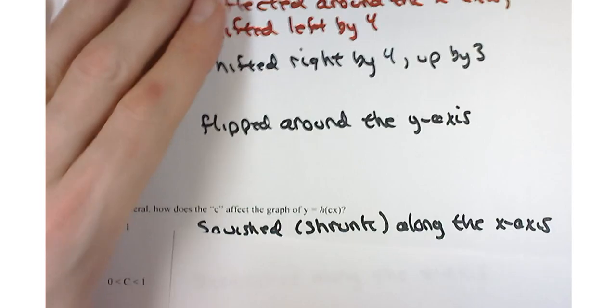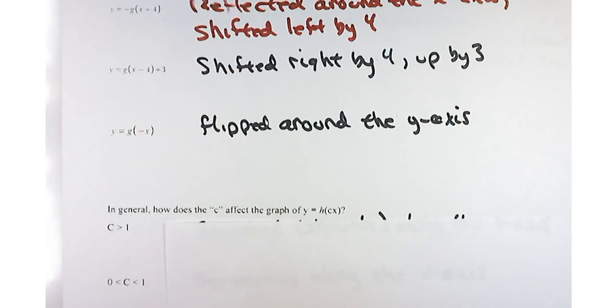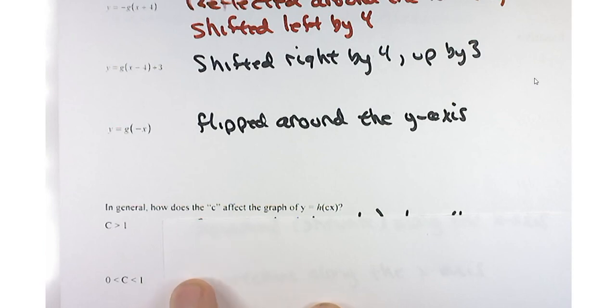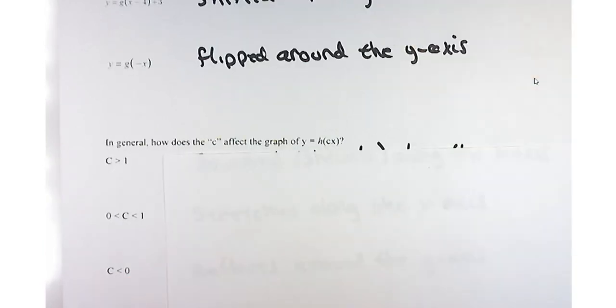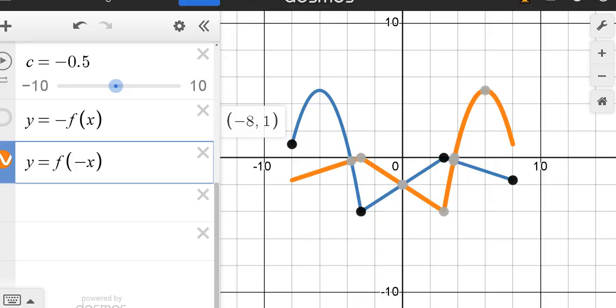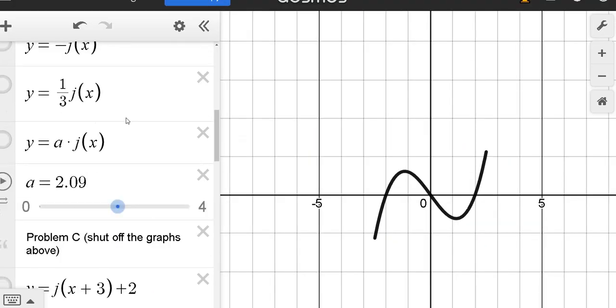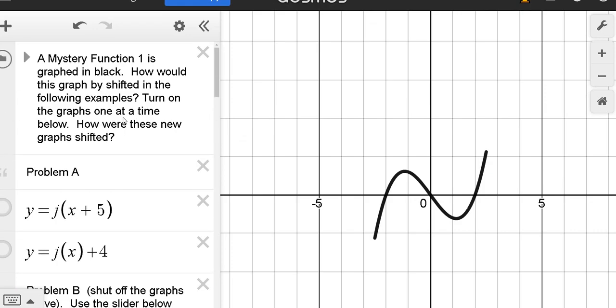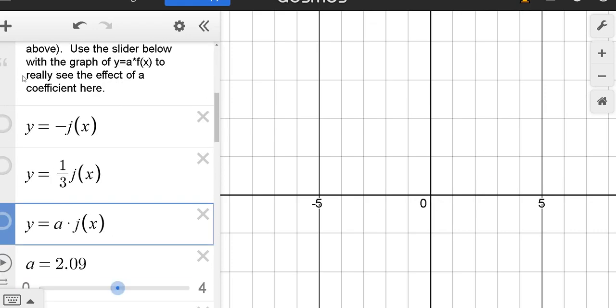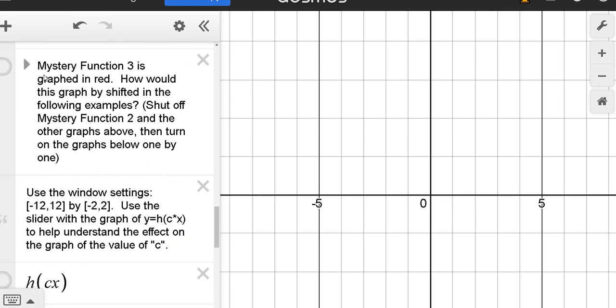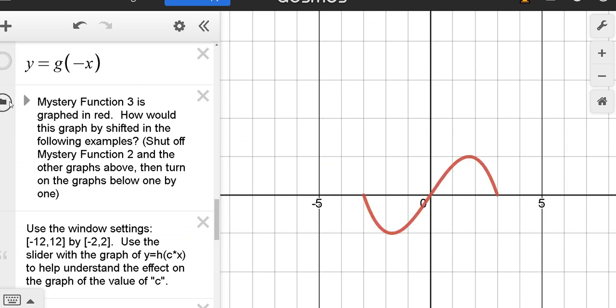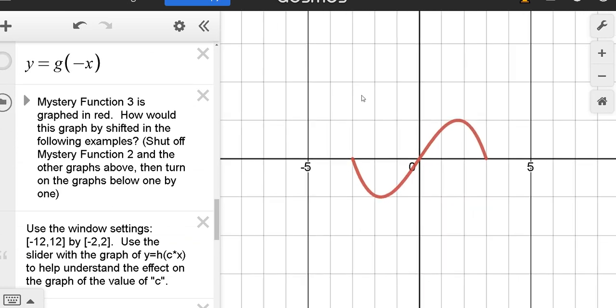Now the last thing to look at, well, almost the last thing, is what happens when we change the value of C. I gave you 3 different tests to run through. Let's get back to this and shut off this graph. Move on down to the last mystery function, which looks kind of like the first one.